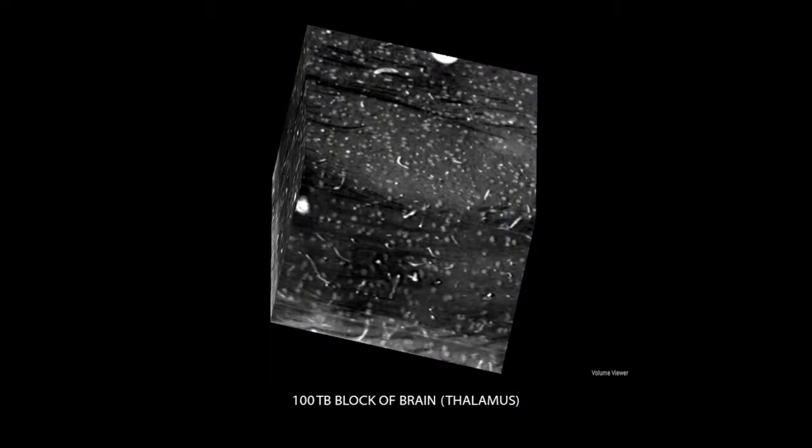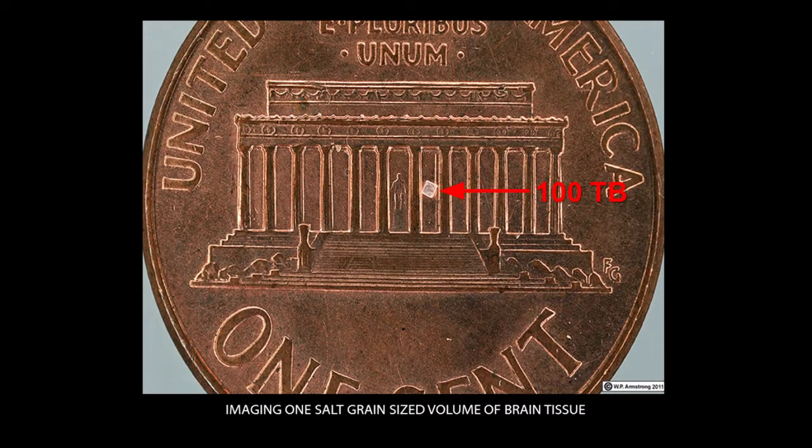But at the end of the day, you have a very large data set. You have a 100 terabyte block of brain. It's large in one respect, and it's painfully small in another respect. It is coincidentally the size of a grain of salt, about 400 microns on a side, and that's 100 terabytes. And that took us 3.3 months, 100 days to take that data.